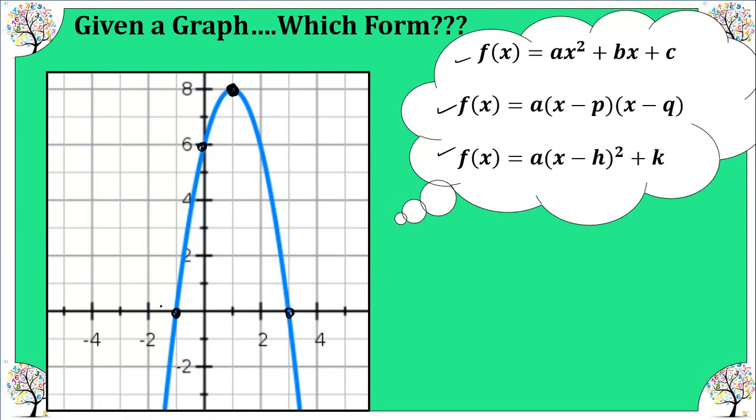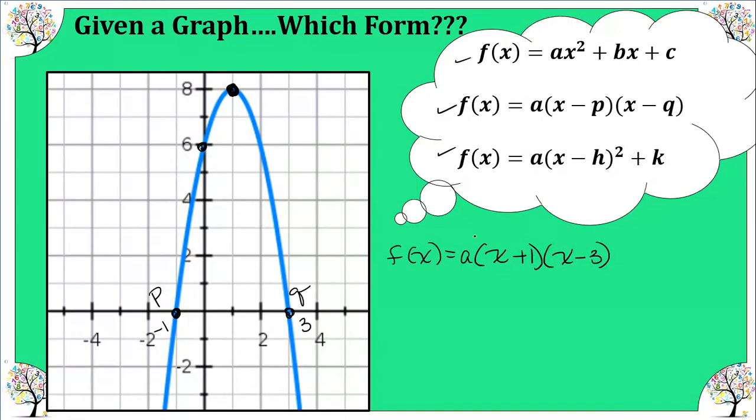So we have our p-value and we have a q value. So our p-value is -1, our q value is 3. We do not know the a value. So we have x minus -1 and x minus +3.